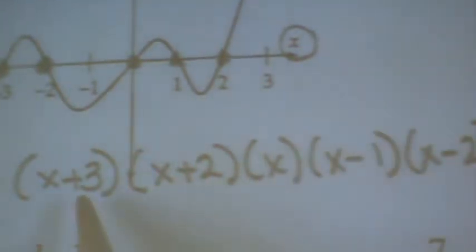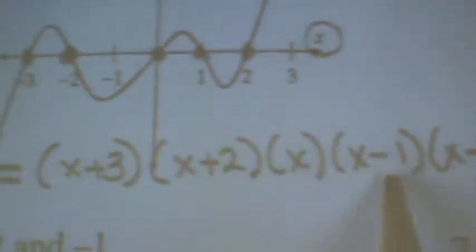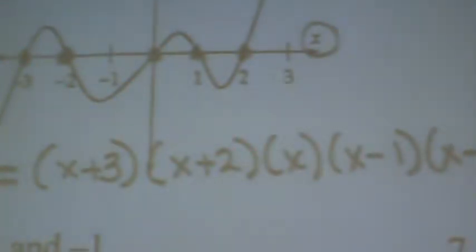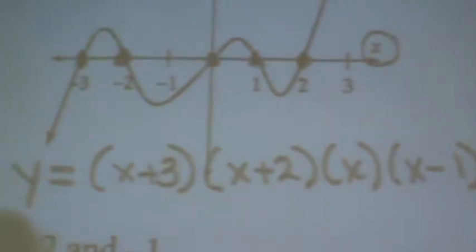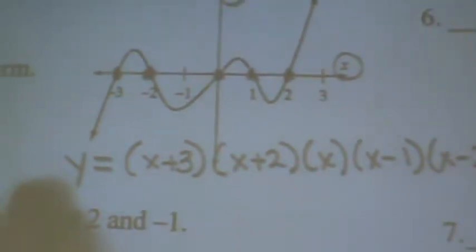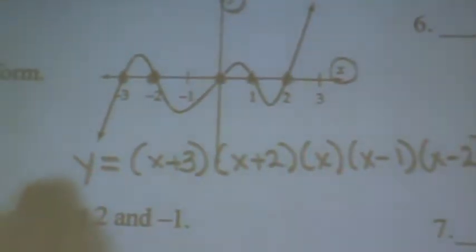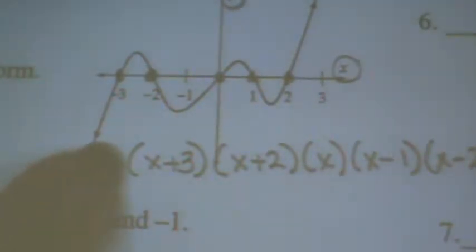What is the degree of this? It's 5. 1, 2, 3, 4, 5. This is a 5th degree polynomial. Questions? So, how many variables do you see? 2. You need to have 2 variables here, people. 2, y and x. Some of you did not do that. I could have marked it wrong.